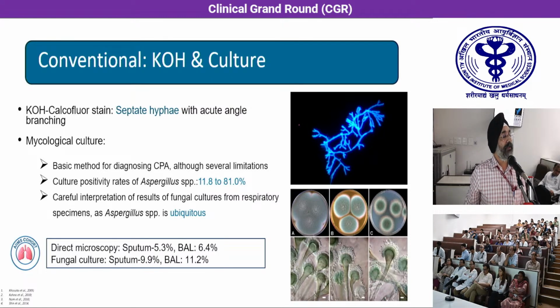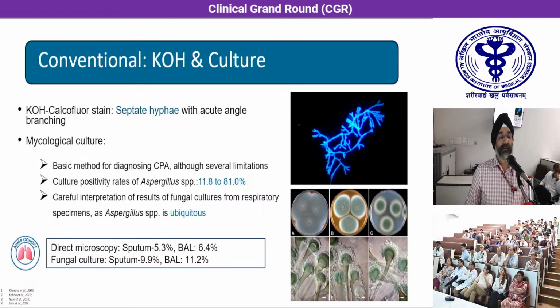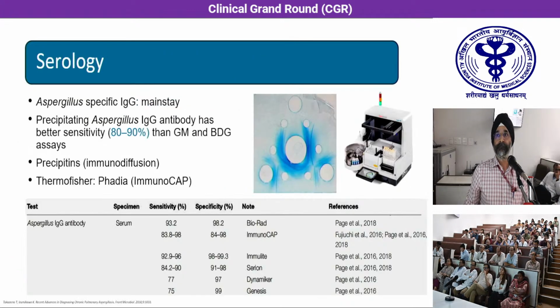Although this is one of our basic tools, as far as CPA is concerned, it has several limitations, it being a low load condition. In various studies, the culture positivity has been shown anywhere between 11% to 80%. Aspergillus being ubiquitous, interpreting cultures in isolation can be very, very difficult. In the AIIMS cohort, we've shown that direct microscopy is positive in somewhere between 5 to 6%, and fungal cultures just double the number, or help in diagnosing CPA.